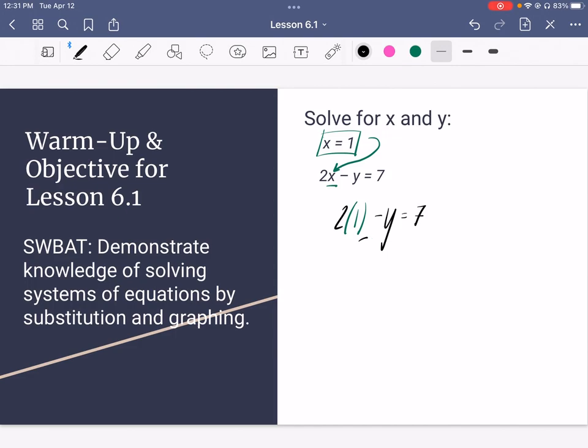2 times 1 is just 2. Then we have minus y equals 7 again. So now to isolate y, we would subtract 2 from both sides. We'd get negative y equals 5. And then remember, if you have a negative in front of a variable like this, it really means I have a negative 1 multiplying out in front, which I can then divide by so that I get y equals negative 5. Okay, so there's my solution.